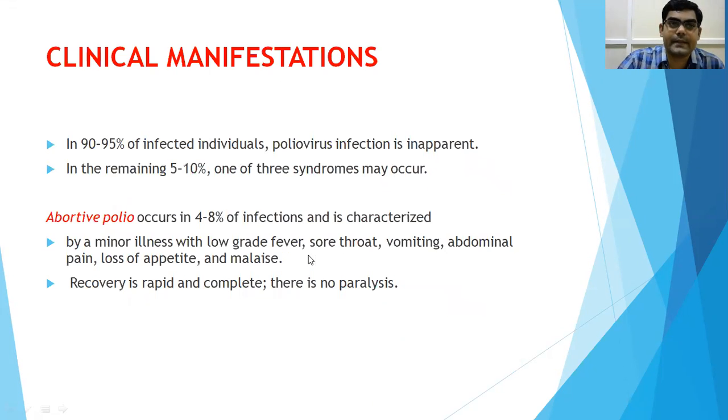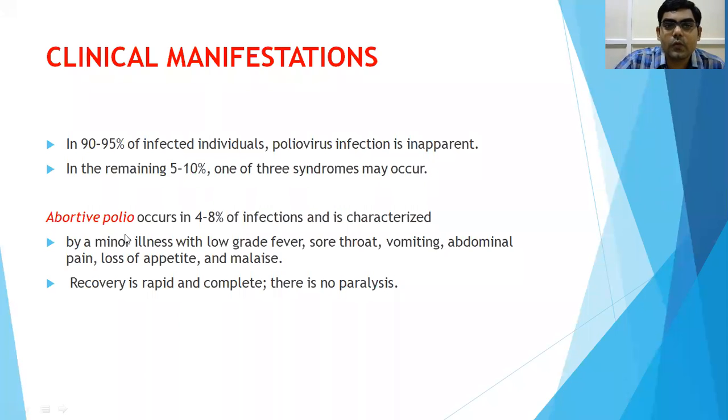So, clinical manifestation. In 90 to 95% of infected individuals, polio virus infection is inapparent. In the remaining 5 to 10%, one of three syndromes may occur. So nobody knows whether they got infected with polio virus, in 90 to 95%.